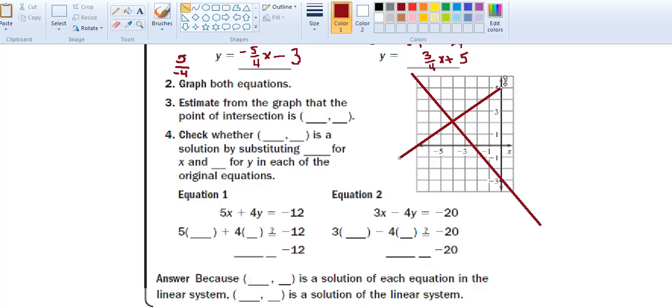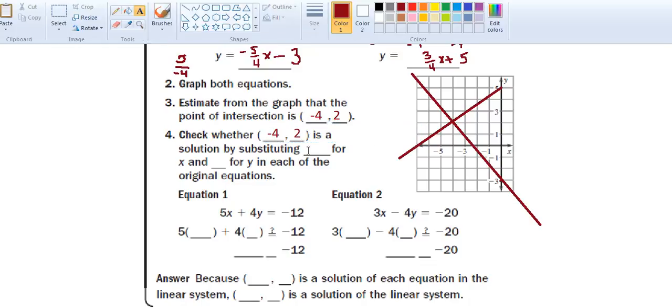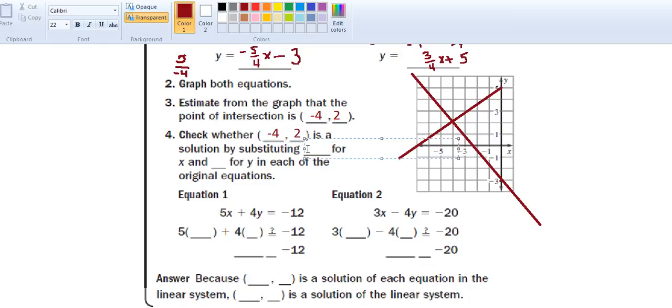If you graph this on another sheet of paper, it's a little bit easier. So again, you can pause to do that if this graph right here doesn't work. But here's what I've got. It looks to me like it crosses at negative 4, positive 2. So I'm going to type that in here real quick, negative 4, positive 2, because that's where I think it crosses. And I'm going to check whether negative 4, positive 2 works by substituting that point, negative 4 for the x and positive 2 for the y.